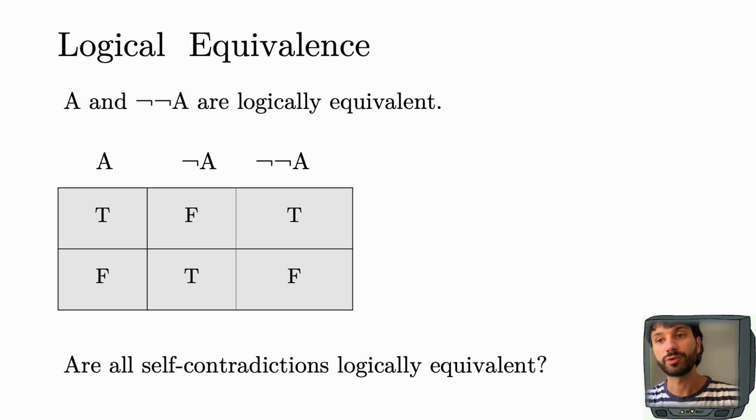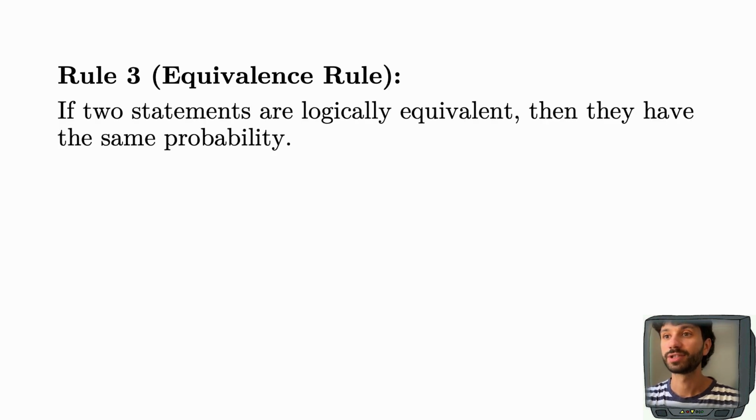Now, here's a question for you. Are all self-contradictions logically equivalent? Yes, they are, right? Because they have the same truth values everywhere, namely false. Similarly, are all tautologies logically equivalent? Yes, they are, because again, they're true everywhere. But these aren't the only examples of logically equivalent statements. So if 2 statements are logically equivalent, then they have the same probability. That's our 3rd rule, and that's called the equivalence rule.